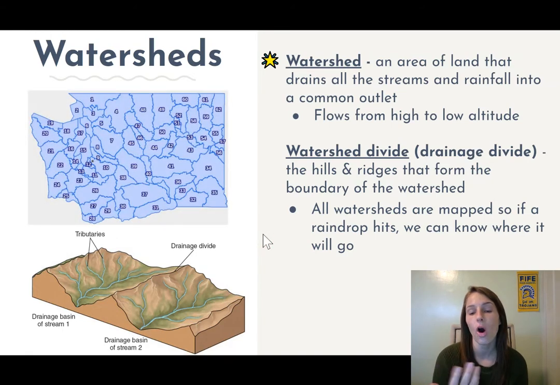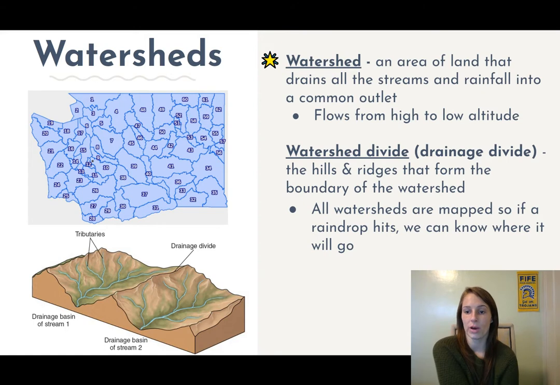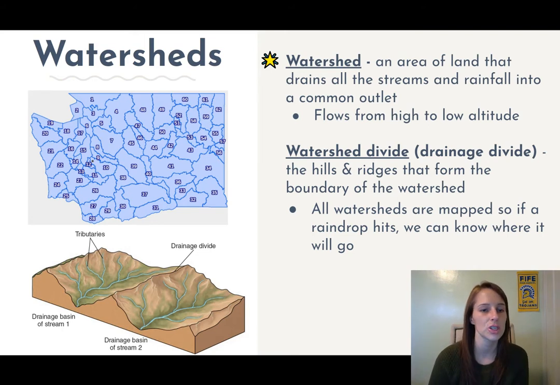Now, actually, all watersheds are mapped out. This is something that we have already done over time. So if a raindrop were to fall anywhere in the state of Washington, we know what watershed it belongs to, and we ultimately know where it will go once it falls, gets into a stream, goes through the river, and gets to its final destination.